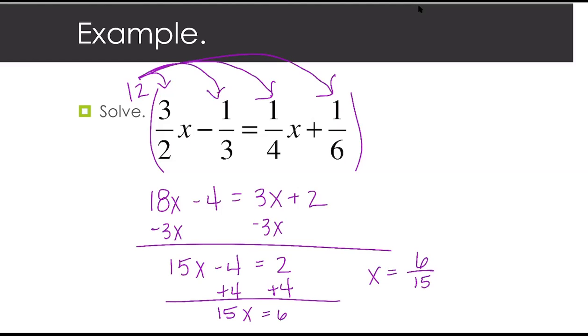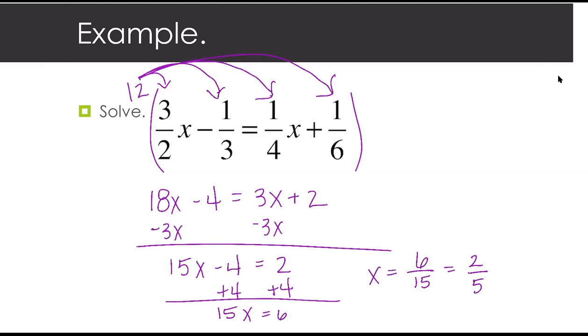Now, when you are in WebWorks, you cannot enter in 6/15. Why not? Not simplified enough. We would need to reduce this. If we reduce this, we would have 2/5. So make sure when you're in WebWorks that you're entering a simplified solution. Also, make sure that if it's asking you to round to 2 decimal places, that you're doing that. So be careful and make sure you're following their instructions so you don't miss questions just because you made a simple error.